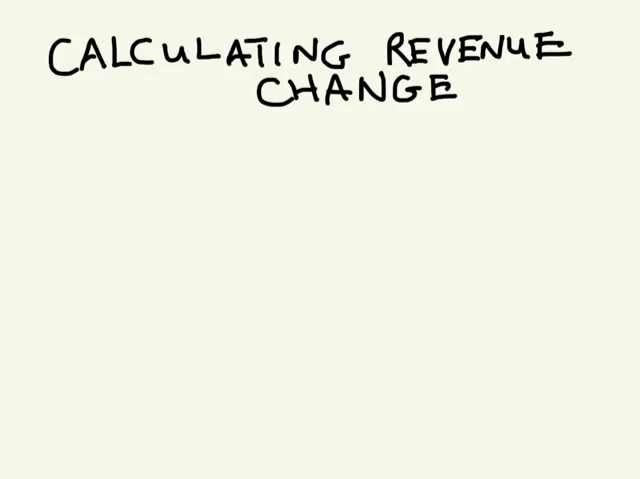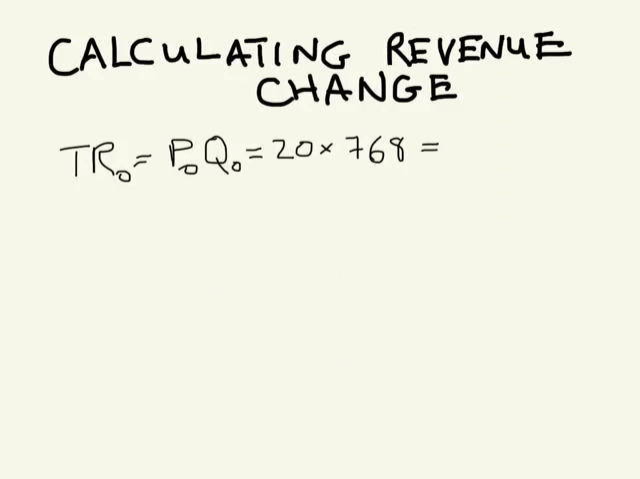Remember that initially, the initial total revenue is the initial price times the initial quantity. That's equal to 20 times 768, and that equals, I've got my little calculator here, 15,360. This is dollars per week. I'll leave you to do the unit check on your own.